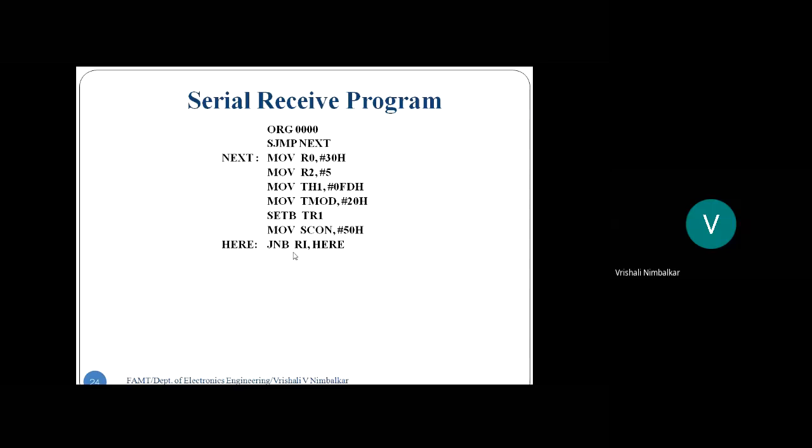How do we do the checking? Jump if the RI bit is not set. RI bit is 0, jump. And where do you jump? At the same instruction, and repeatedly keep on checking. RI 0, wait. RI 0, wait. And as soon as RI is 1, we will clear the RI flag. Where is the character available? In SBUF. So from SBUF, take the character into the accumulator.